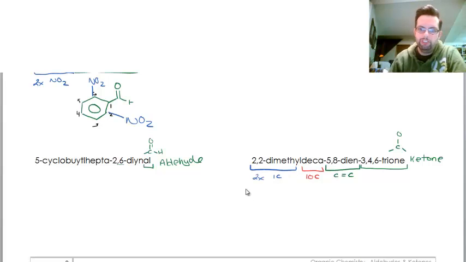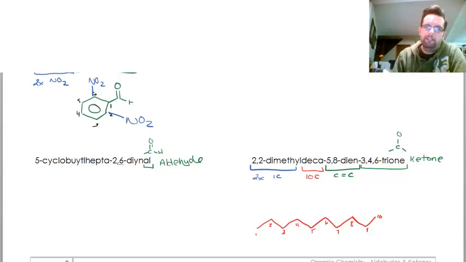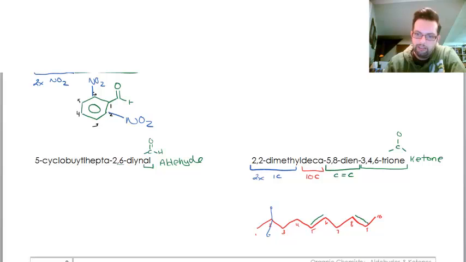Let's draw a 10 carbon chain. 1, 2, 3, 4, 5, 6, 7, 8, 9, 10. Let's just number this. 1, 2, 3, 4, 5, 6, 7, 8, 9, and 10. Now let's add my methyl groups. They're both on carbon 2. So here's 1. There's that 1 carbon, and then there's 2. Now let's draw my double bonds between carbons starting at carbon 5. So there's 5, and then between starting at carbon 8. There we go.